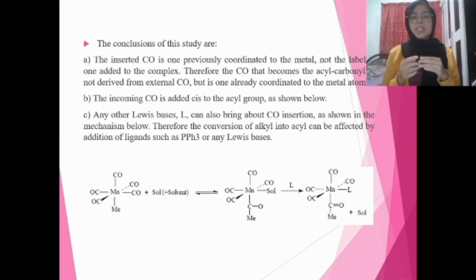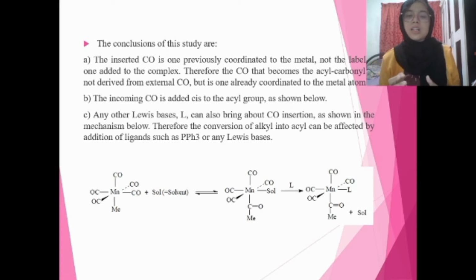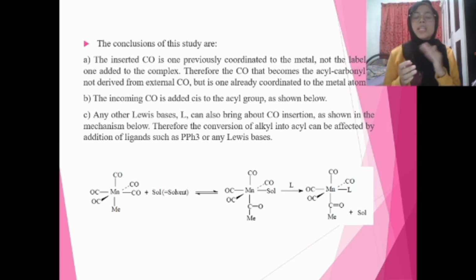The incoming carbonyl added the CO into the acyl group. Any other Lewis base can also bring about carbonyl insertion, as shown in the mechanism below. As you can see, the conversion of alkyl into acyl can be affected by the addition of ligands such as PPh3 or any Lewis base.